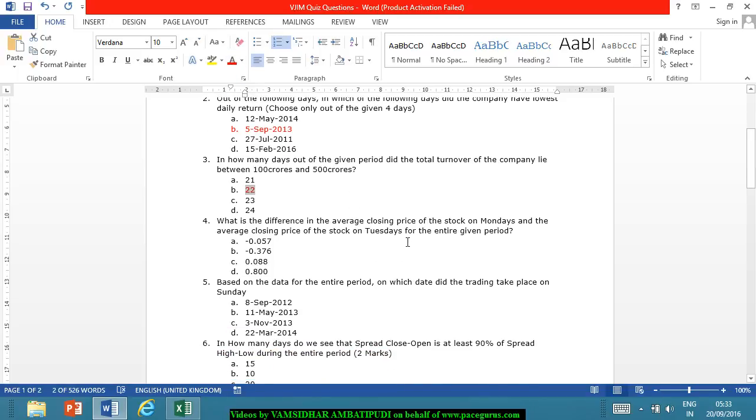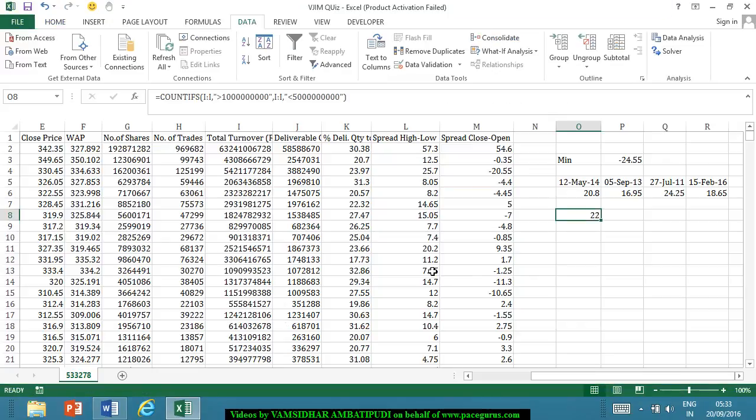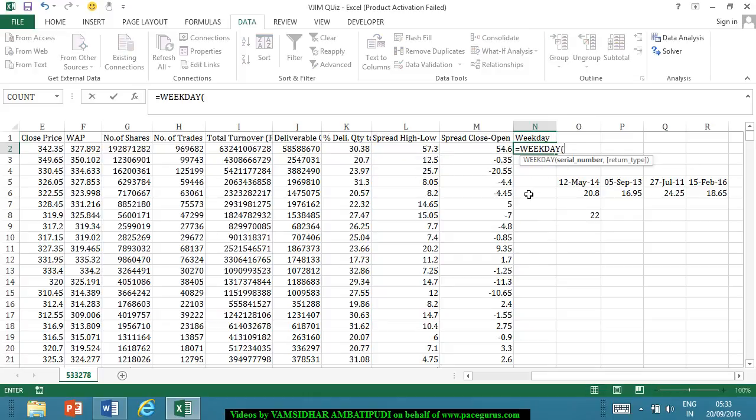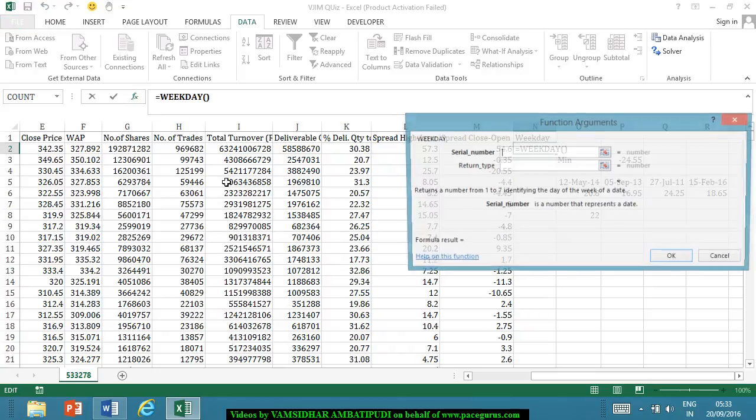What is the difference in the average closing price of the stock on Mondays and the average closing price of the stock on Tuesdays for the given period? So I have to find the average closing price. It's better that I find it for all the days so that I can take the difference. So for that I require a column for days. So let me take it as a weekday column wherein I am using the weekday function on the date.